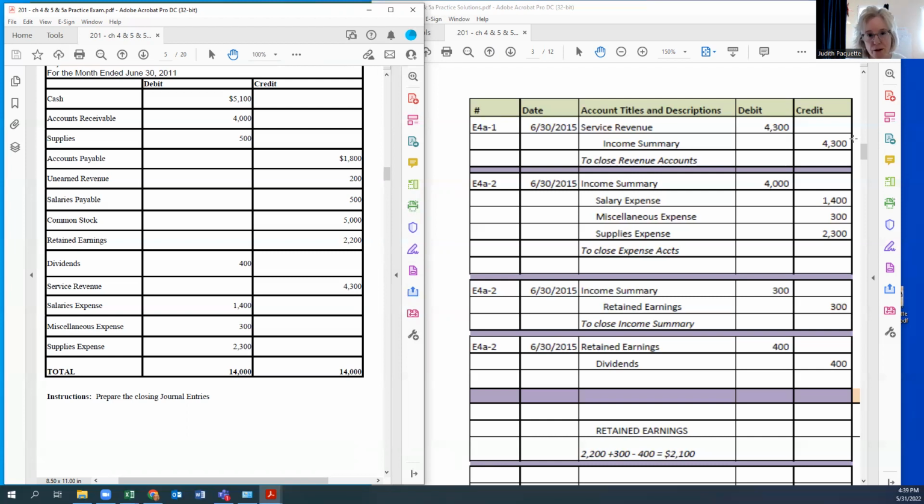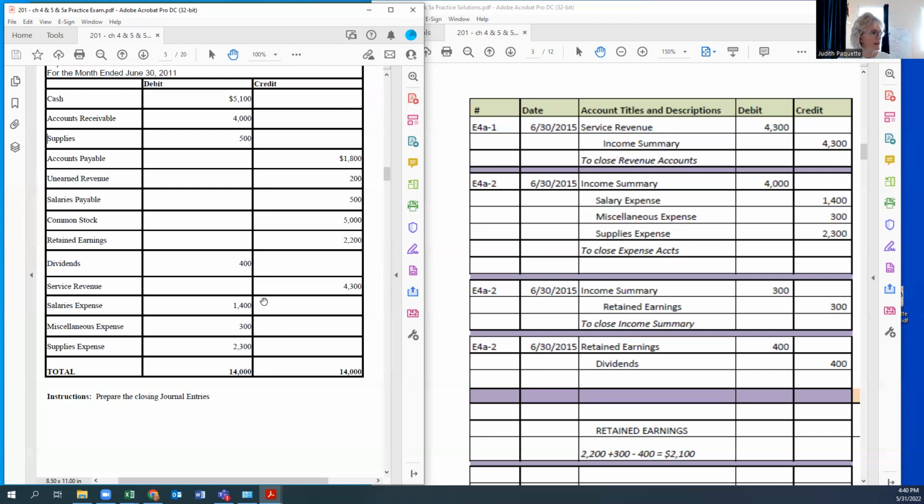Should be a credit, that means we had net income. If it's a debit, it means we had net loss. Transfers it into retained earnings, the same way you've been showing it on your statement of retained earnings. Remember, statement of retained earnings, beginning balance plus net income or minus net loss minus dividends equals ending balance. Okay, so there's that first one.